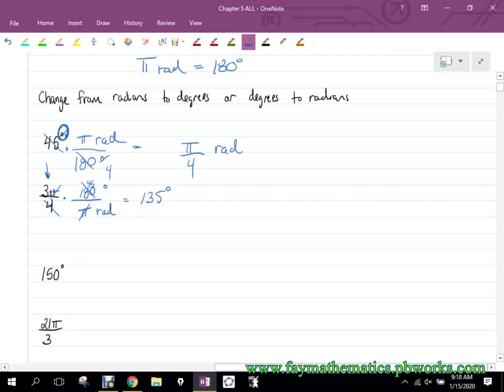Now think about this. There are 2 separate answers to 2 different questions, but we can still make some comparisons. How do pi over 4 and 3 pi over 4 relate? 3 pi over 4 is 3 times bigger. How does 135 relate to 45? 3 times bigger. Okay? So those are linkages that maybe can help you do these problems a little bit quicker.